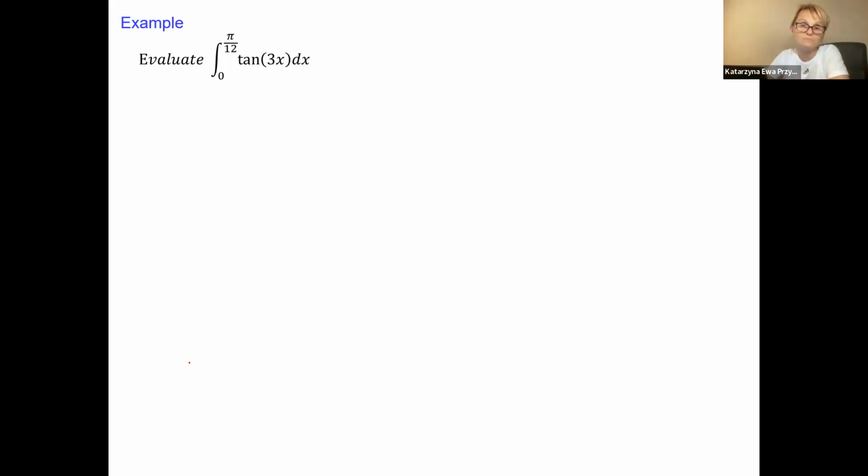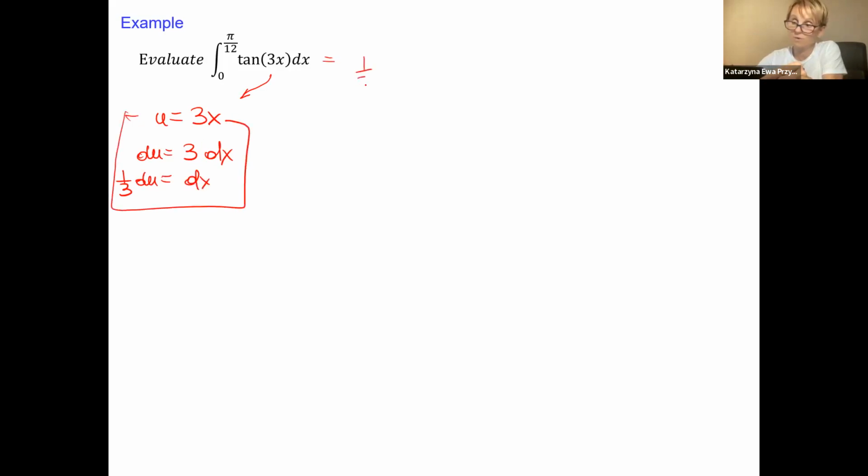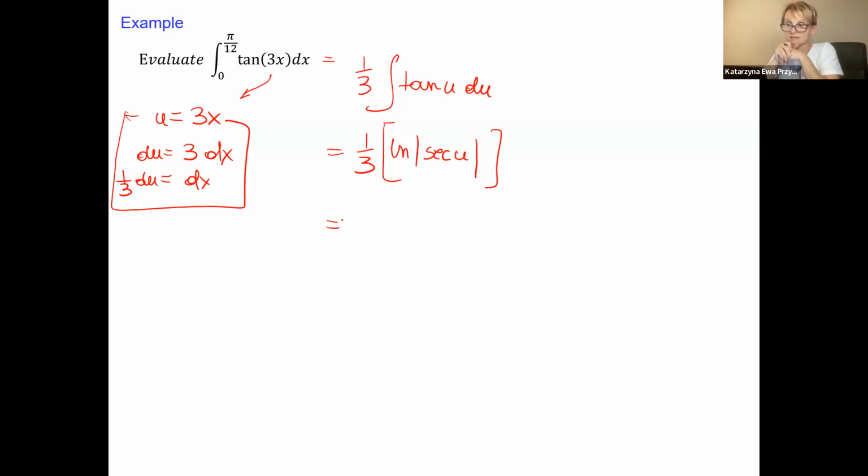What will you do? We know tangent. I will just be careful with that. Let's do the U substitution. This will give us an extra coefficient of 1/3. This will be 1/3 tangent of U, and we know the integral is natural log of secant of U. We just need new limits of integration. We have this extra 1/3.